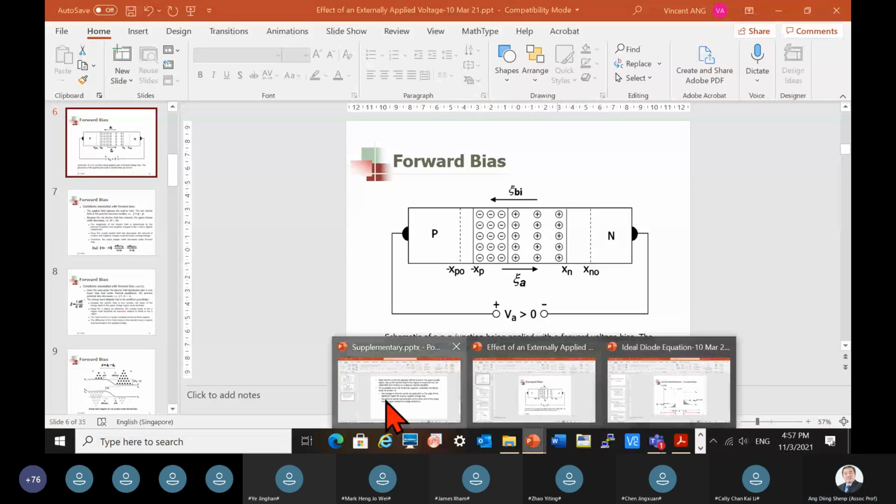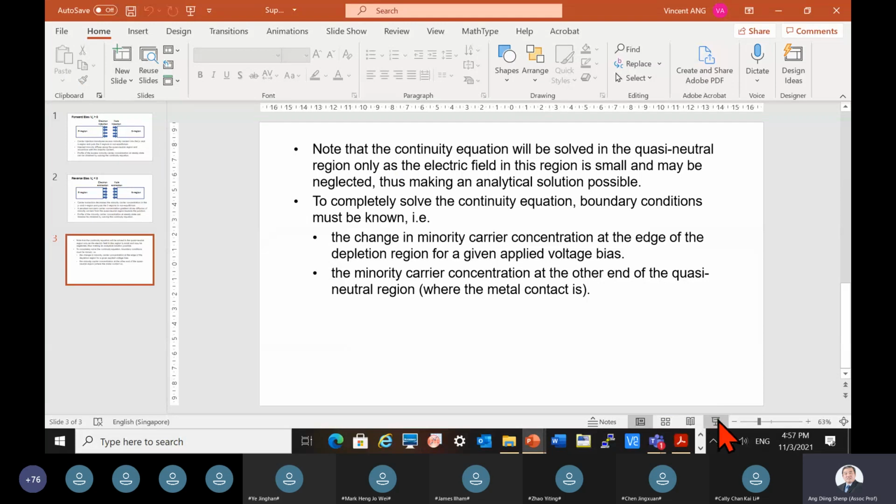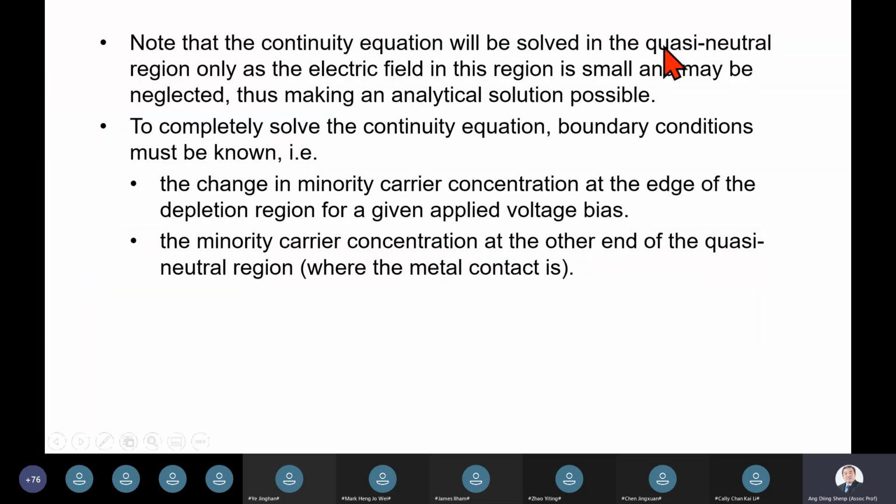So later during the discussion, we will only solve the continuity equation in a quasi-neutral region because we can neglect the electric field in this region since it is very small. And doing so will simplify the solution process, as you will see later on.